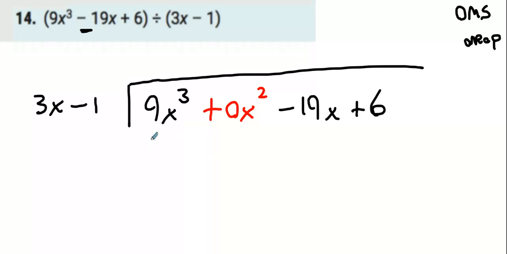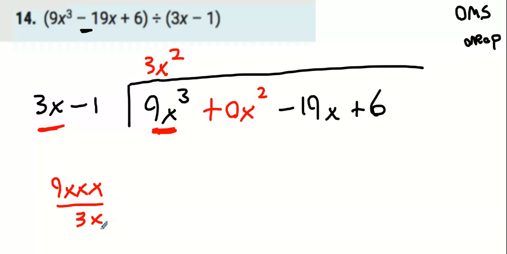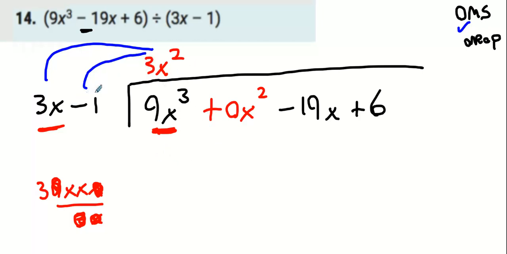So you grab your first 9x divided by 3x. 3x squared. Yeah. 9 divided by 3. 3x squared. What do you do now? You divide it. So what do you do next? So multiply it. Go on. What do you get?